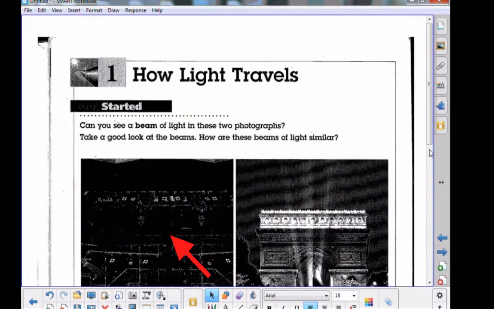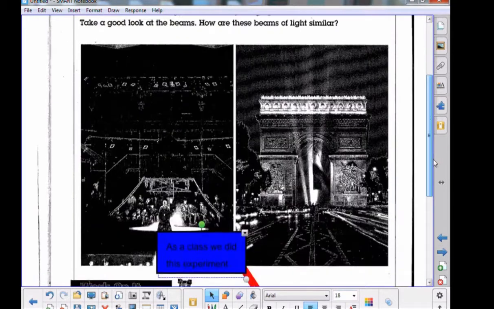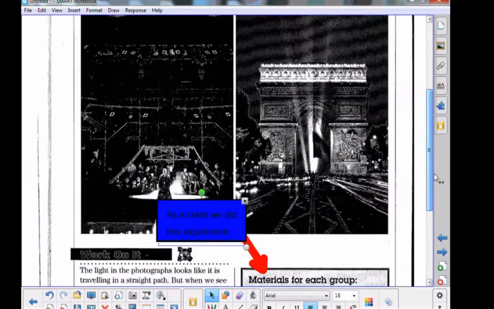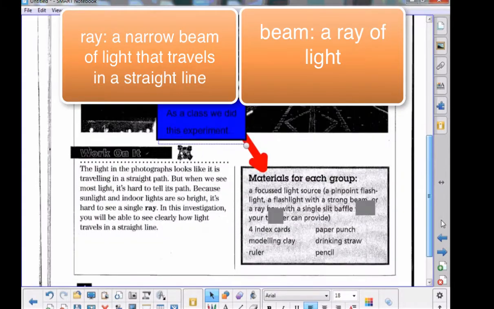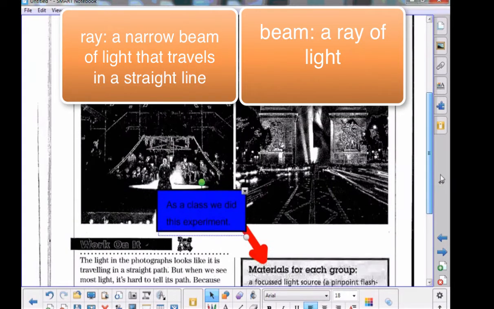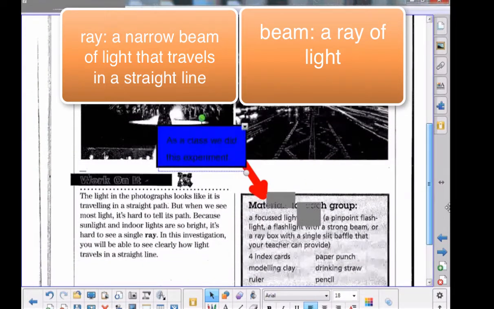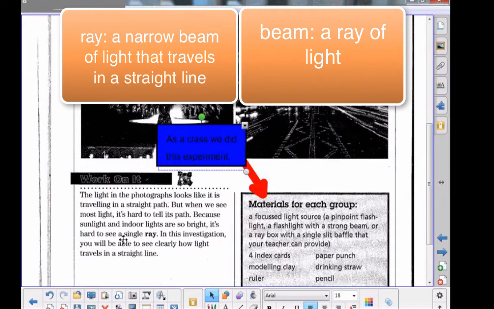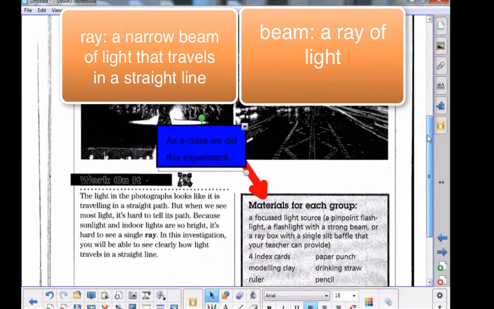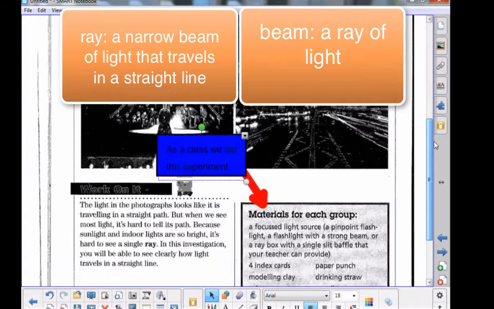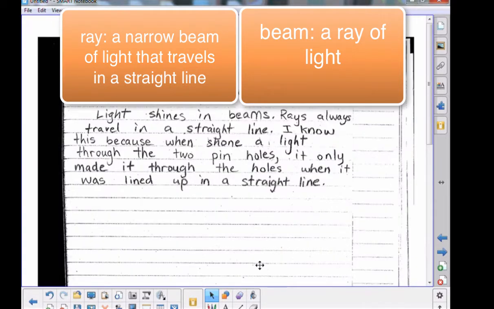The next thing that we went into is how light travels. We did this experiment right here, and we talked about the definition of ray and beam, and those are 2 things that you should know. A single ray of light travels in a straight line. That's what we need to know, and that light travels in a straight line. This is the note that we wrote with the lesson.